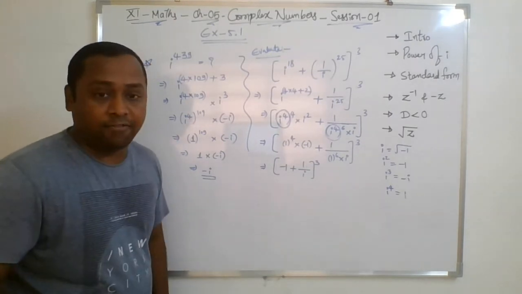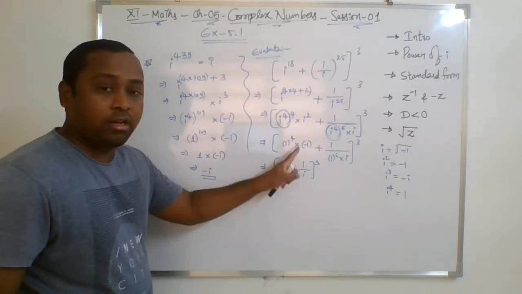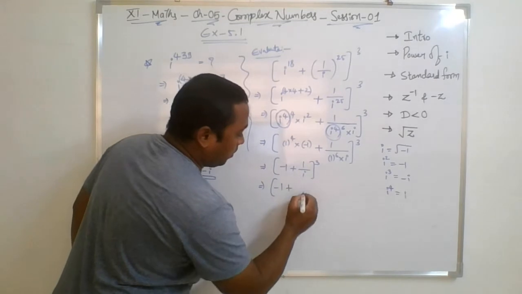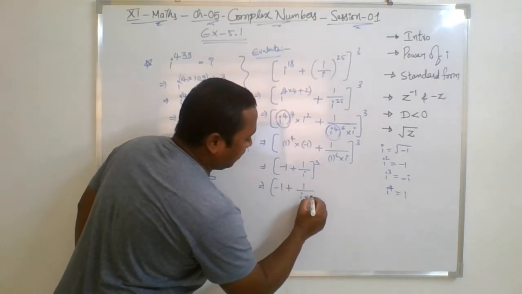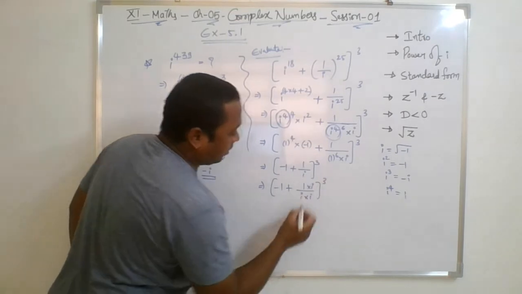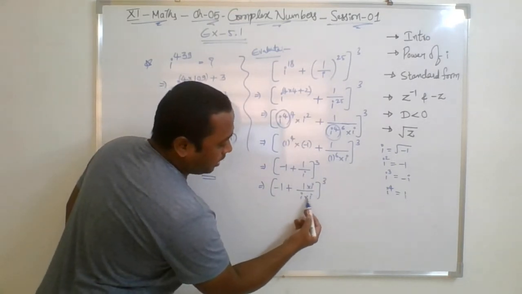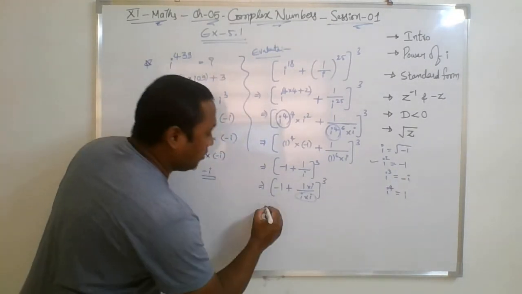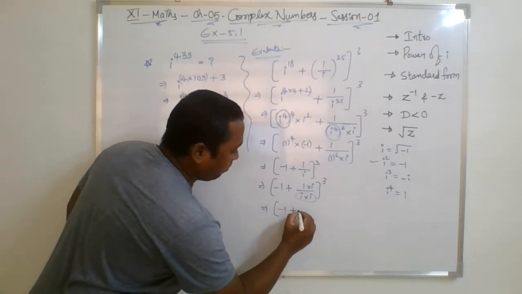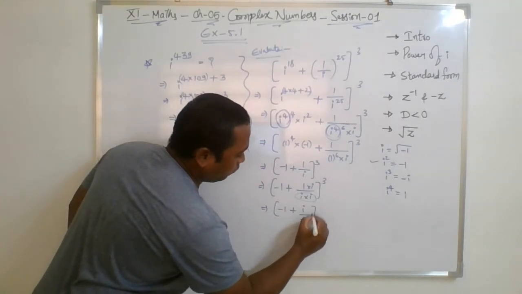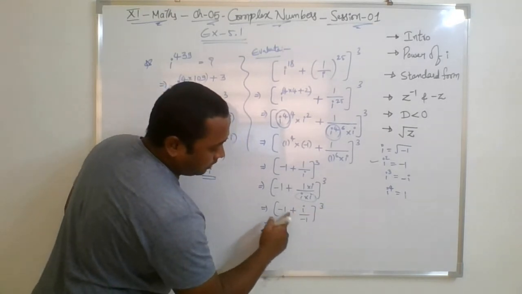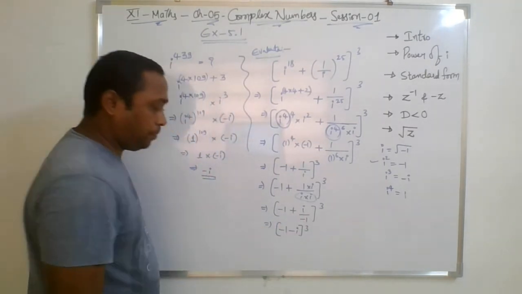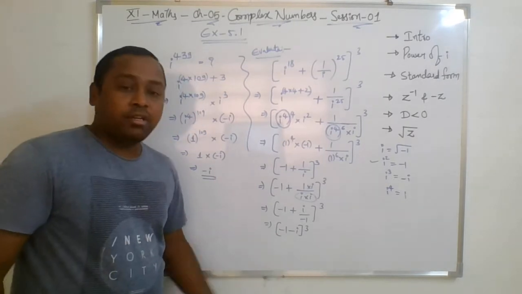Don't take the LCM first. First simplify each individual fraction. So minus 1 plus, I'm simplifying this by rationalizing with iota. What will you get? 1 into i is i only, and i into i is i square, and the i square value is minus 1. So it becomes minus 1 plus iota by minus 1 whole cube, and plus into minus is minus, so minus 1 minus i whole cube. So this expression is left.